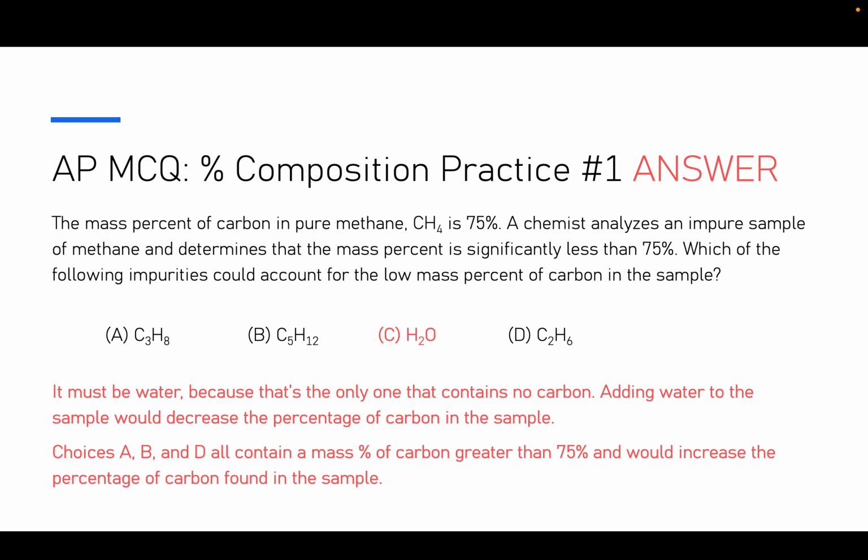And the answer is water, because that's the only one that would not artificially inflate the percentage. Water, of course, contains no carbon. So if water is included in that mass that we thought was all carbon, then the calculated percentage of carbon that we would find would be lower. The other three have a higher mass percent than 75. So if those were added in, the direction of the arrow would be the other way. It would be artificially inflated.